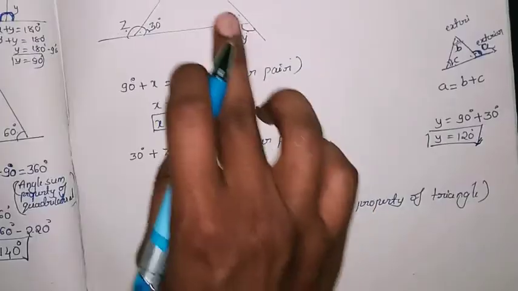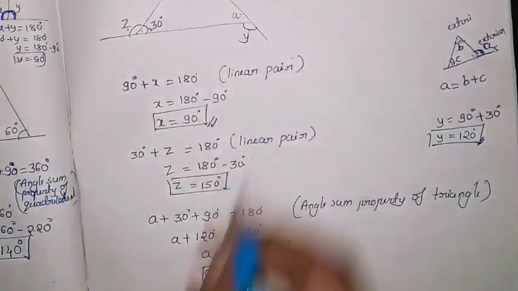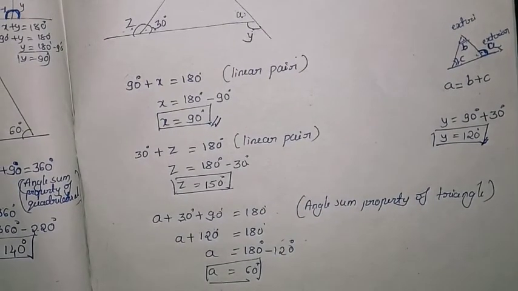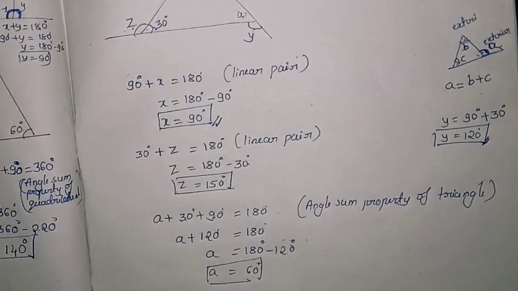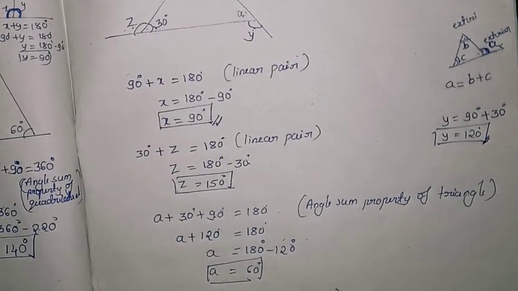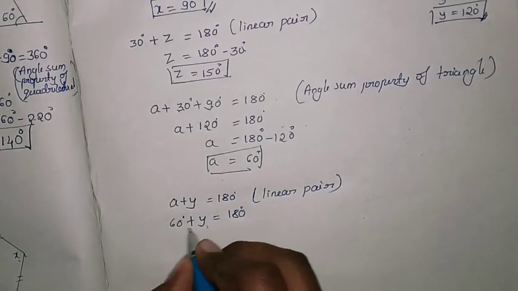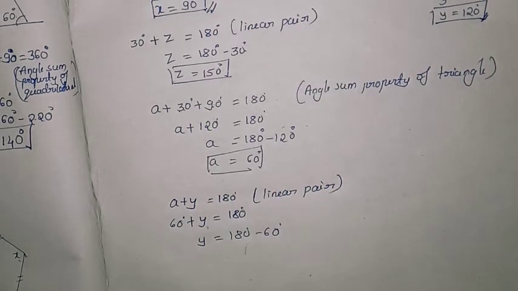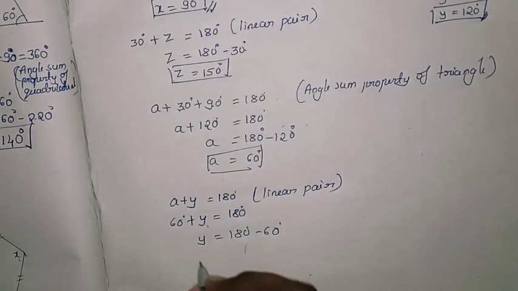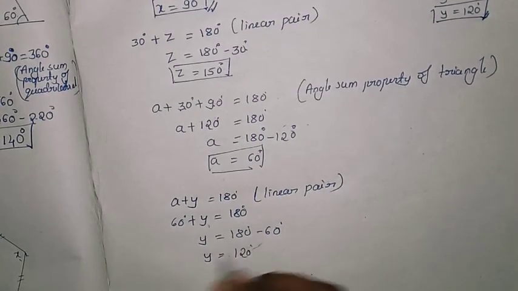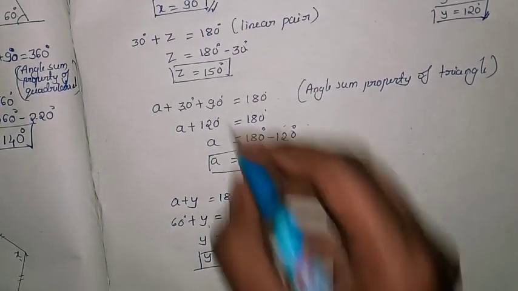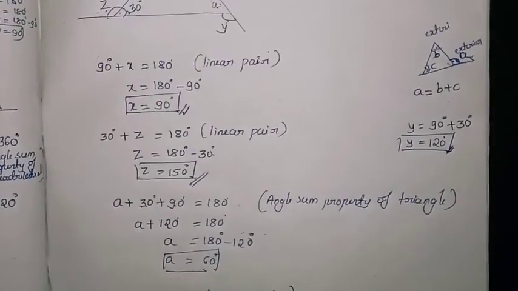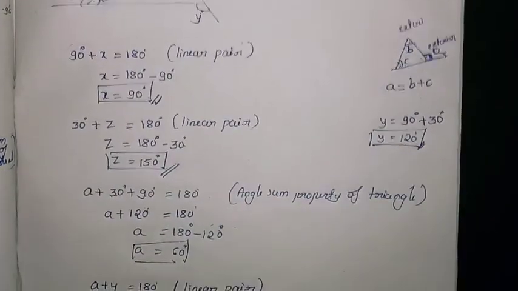So we want the y value, which means we have to find it by the linear pair. That is, A plus y is equal to 180 degrees by linear pair. So A is 60 degrees plus y is equal to 180 degrees. So y is equal to 180 degrees minus 60 degrees, which is 120 degrees. So we got the y value as 120 degrees. The z value is 150, and x is 90. You can observe that by the exterior theorem also we will get the same answer.